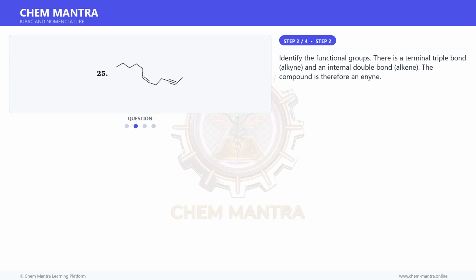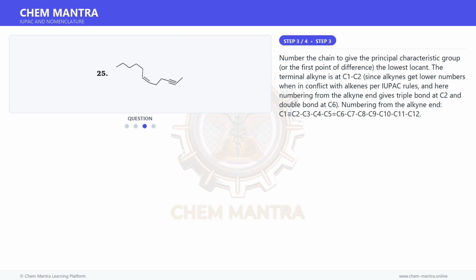Identify the functional groups. There is a terminal triple bond, alkyne, and an internal double bond, alkene. The compound is therefore an enyne. Moving on to the next step.